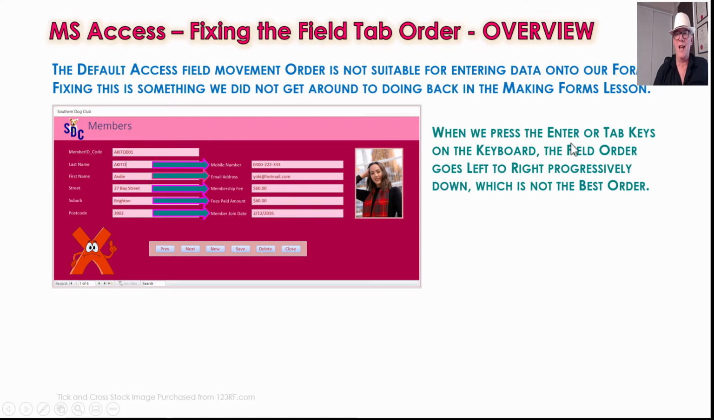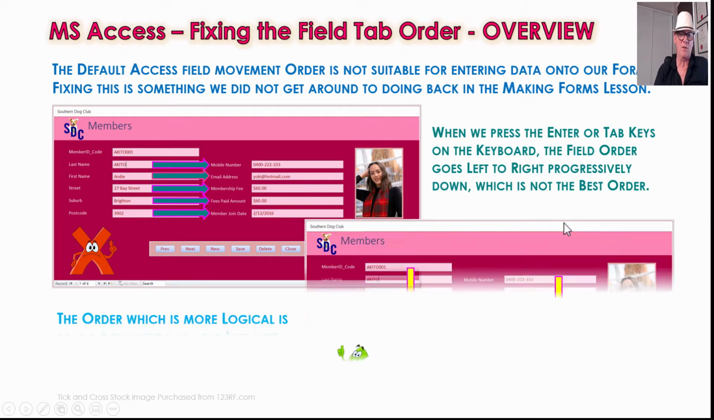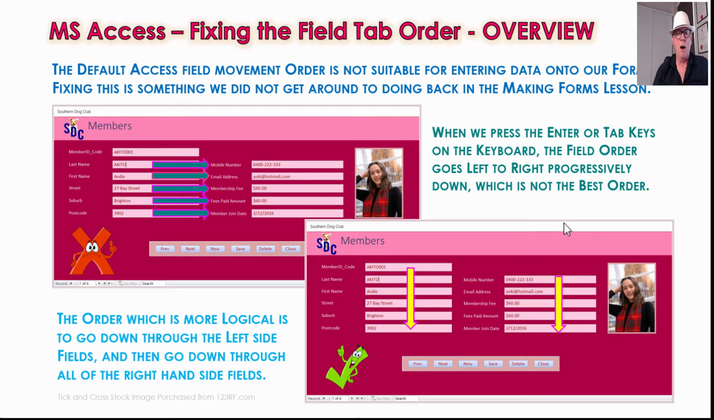So if you use the Enter key or the Tab key to jump between fields, it's just going to do this left to right stuff, which is not the best order and not what we want. What would be more logical is if we could do the last name, the first name, their address, so go down this side of the form and then jump across and go down the other side. That's what we want to get, and that's the whole aim of this lesson: to change that field tab order.